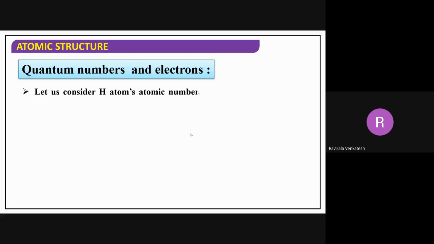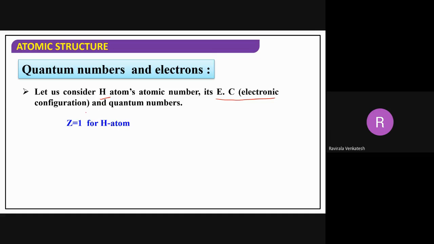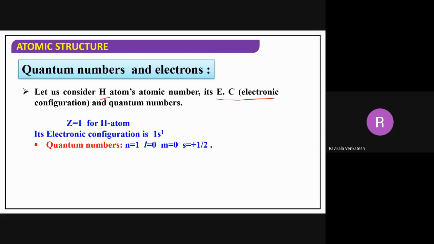Now, for example, let me see the electronic configuration of the hydrogen atom. The atomic number is 1. The electronic configuration will be 1s1. Now, n is equal to 1, right? It is an s orbital, so the l value will be 0. And for all s orbitals, the m value will be 0. And the first electron always will be in this state. As there is only one electron, we can take it in the clockwise direction. So s is equal to plus 1/2.